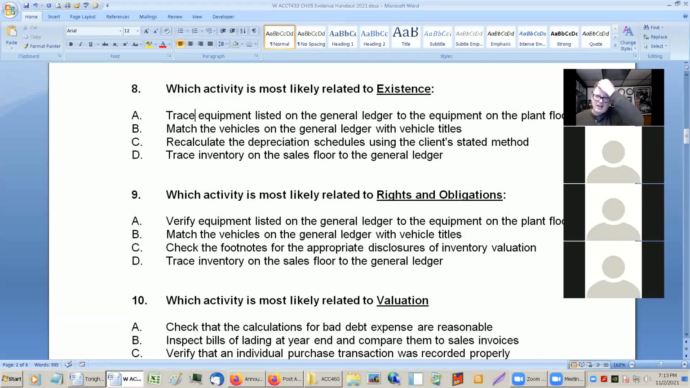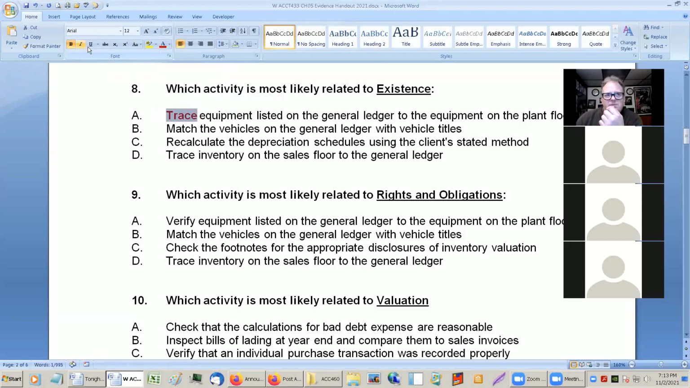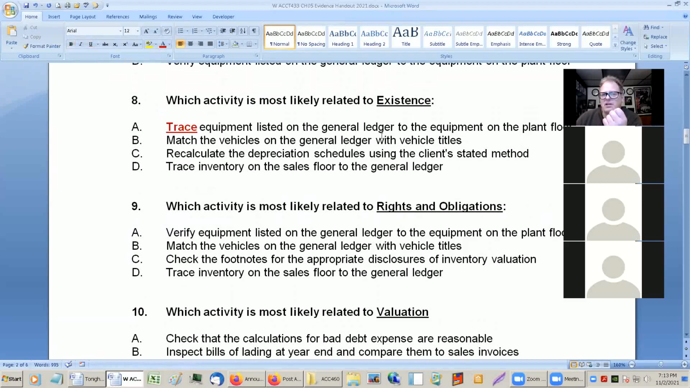I redid this handout. I always redo my handouts, and sometimes I don't do it very well. So just change this one to trace. Trace the equipment listed on the general ledger to the equipment on the plant floor. In other words, the equipment they have on the general ledger, we should be able to go find on the floor somewhere.